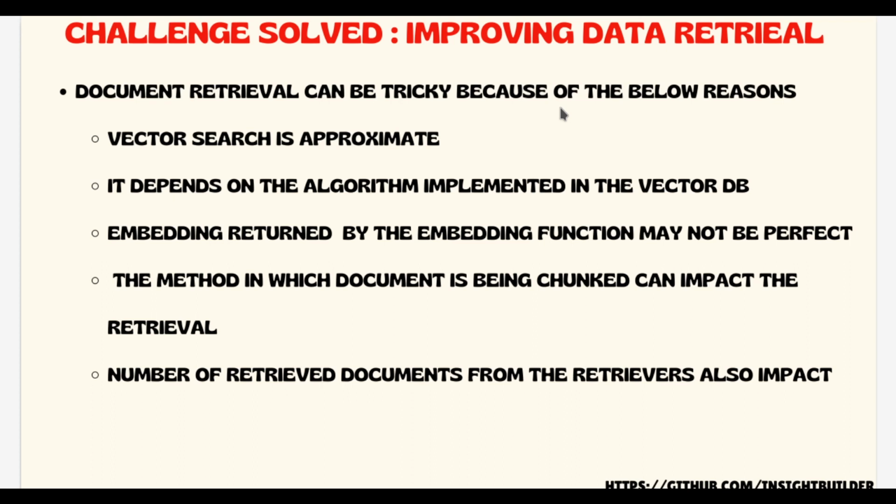The last two factors are mostly dependent on how you actually do the activity: how you split the documents, what is the size of each of the splits that you are going to use in the text document, and what number of documents you are going to retrieve. All these things have an impact on how the retriever works. So how SelfQueryRetriever mitigates this is what we are going to see today in this video.